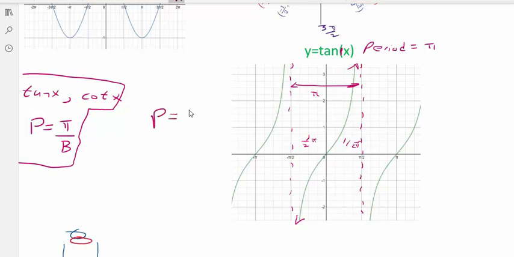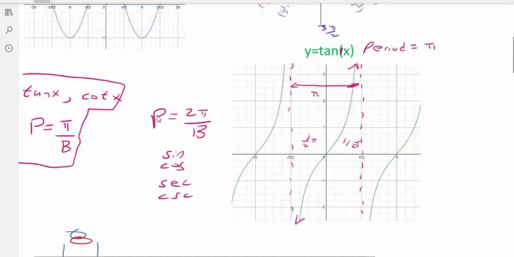The period equals 2 pi over b. That is the one you use for sine, cosine, secant, and cosecant. But we're not talking about those right now. We're talking about tangent, cotangent. So that's not supposed to be tricky. That's just the way things are. So what else can I say about tangent?